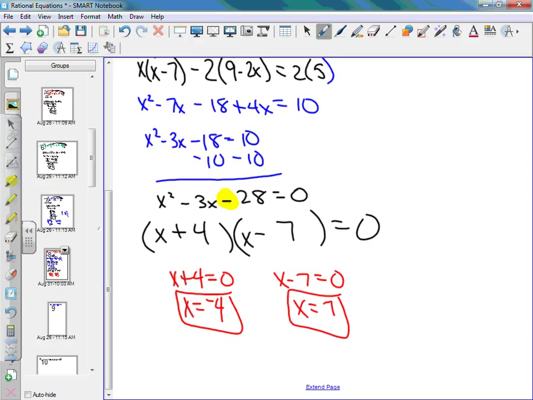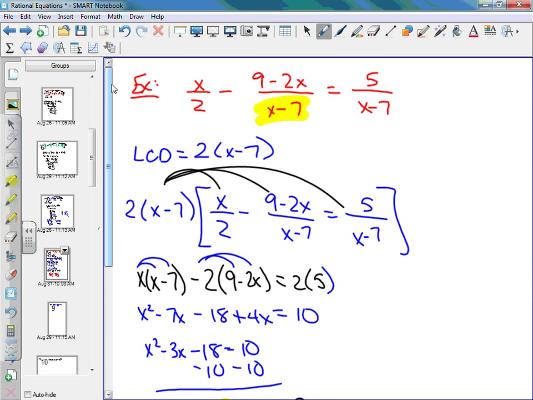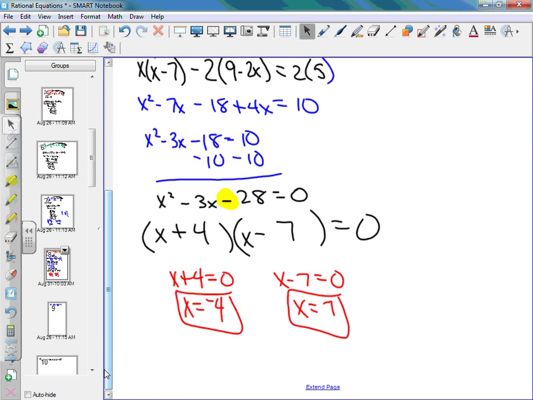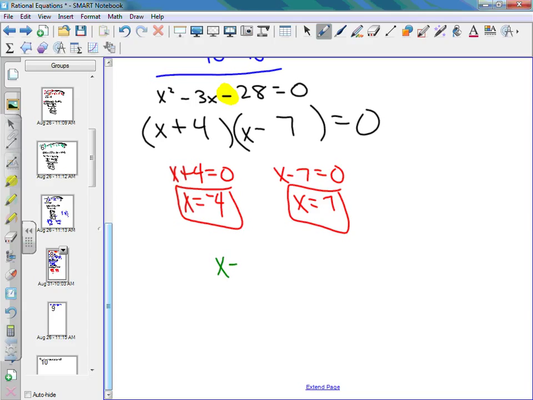How do I know if they're actually my answers? I go back to my original problem, and I look at my denominator. What denominator has a variable in it? X minus 7 is my only denominator that I need to concern myself. So I'm going to take x minus 7 and say it cannot equal 0.